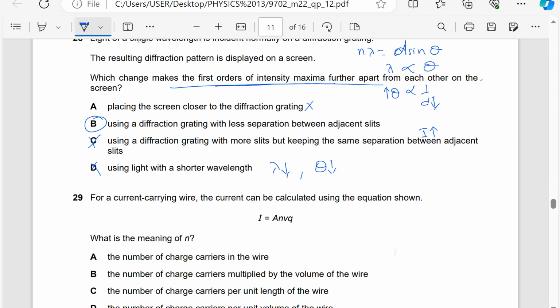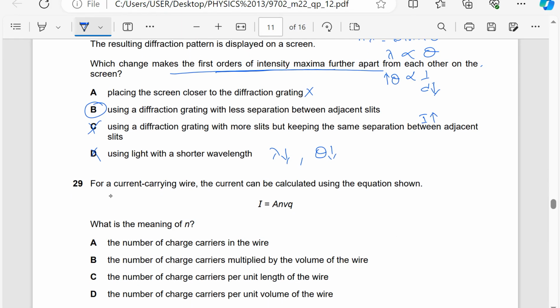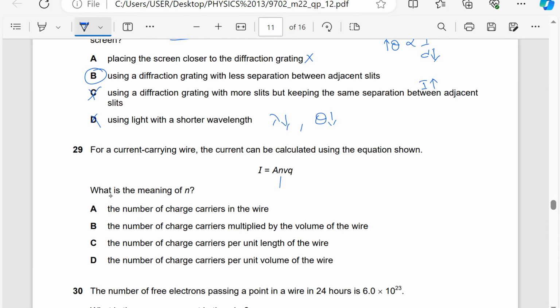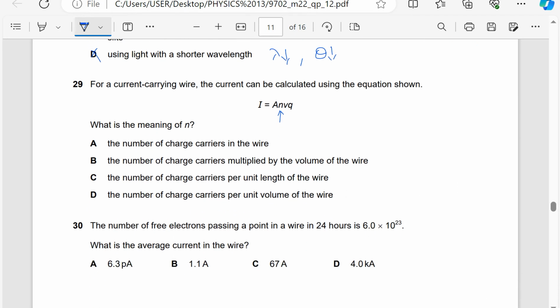For a current carrying wire, the current can be calculated using the equation I = nAvq. What is the meaning of n? Of course, we know n is the number density of free electrons per unit volume, the number density of charge carriers per unit volume.